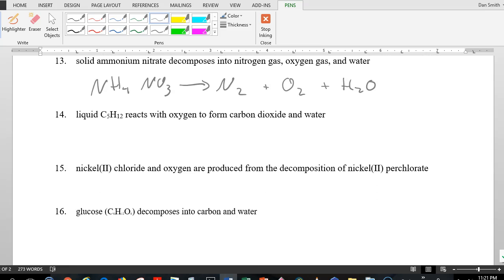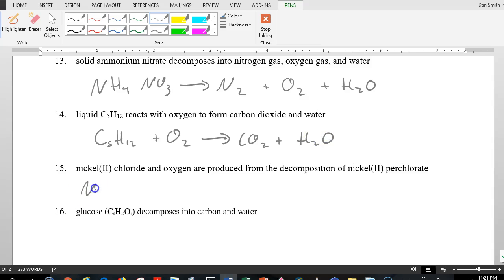Liquid C5H12, that's known as pentane. So here's pentane, that was given to you. I give you the formula since you don't know the organic compounds yet. Oxygen is diatomic, they form carbon dioxide and water.